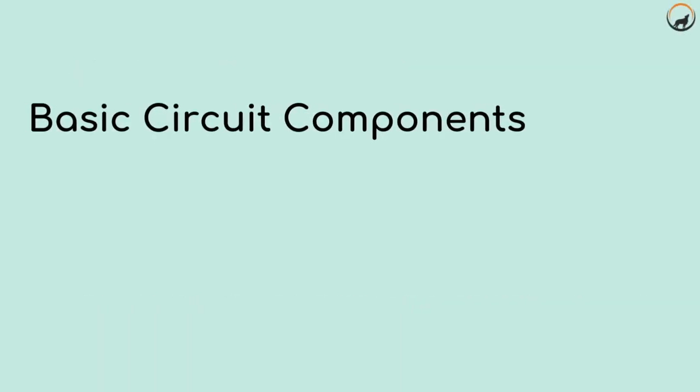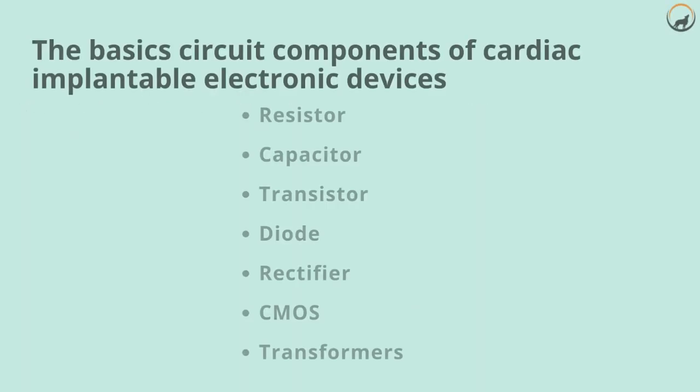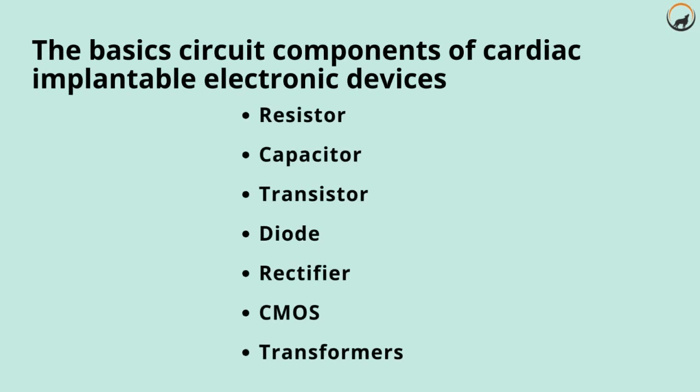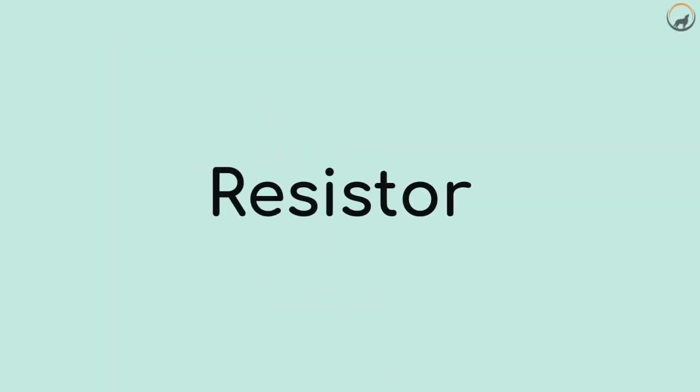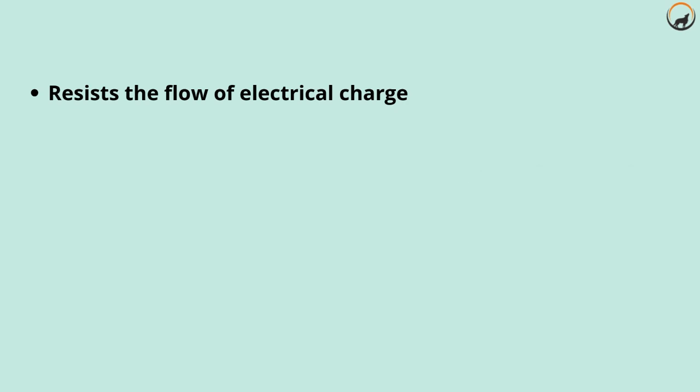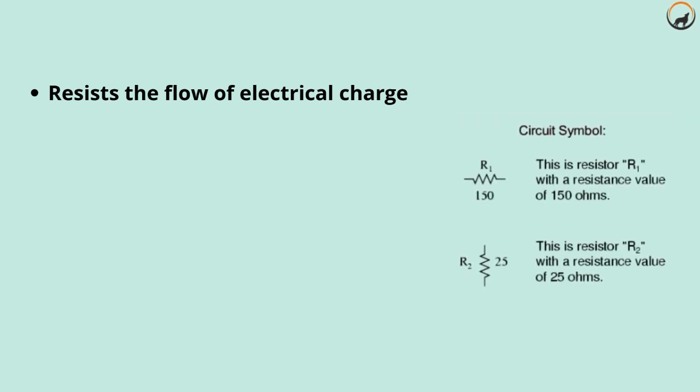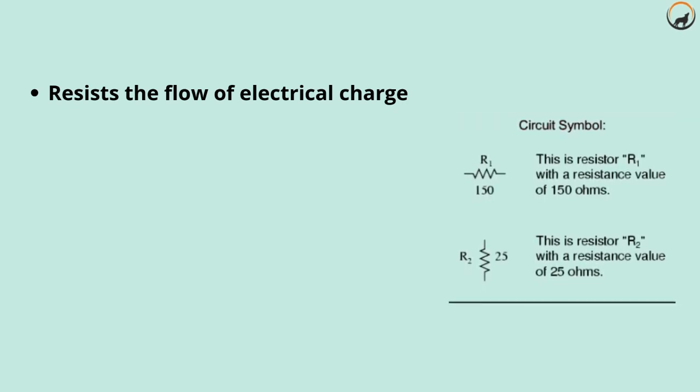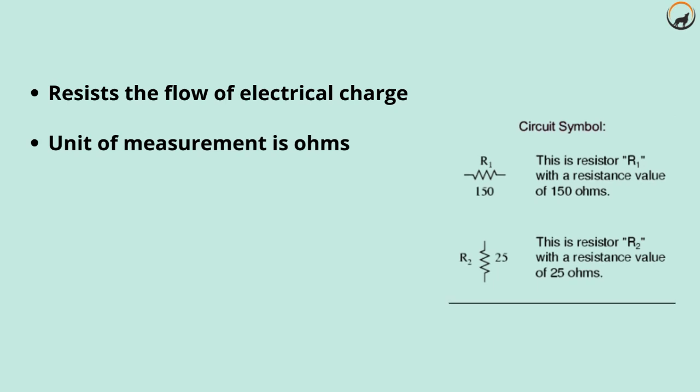Next, we are going to see the basic circuit components of the pacemaker battery. The basic circuit components of cardiac implantable electronic devices are resistors, capacitors, transistors, diodes, rectifiers, CMOS, and transformers. Let's take a close look at a resistor. The pacemaker circuit may include a resistor connected in series. The resistor will resist or slow the flow of electrical charge. The conventional unit of measurement is ohms.